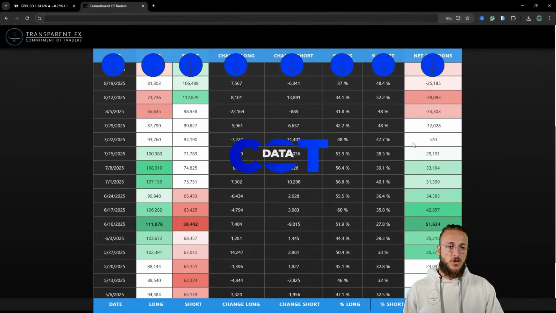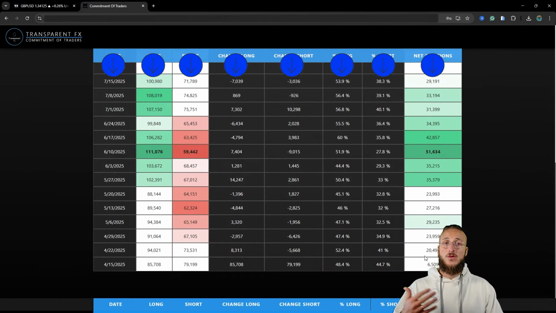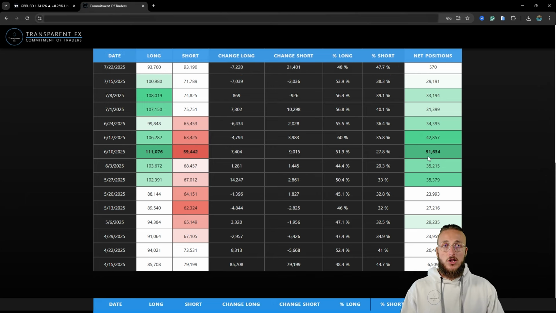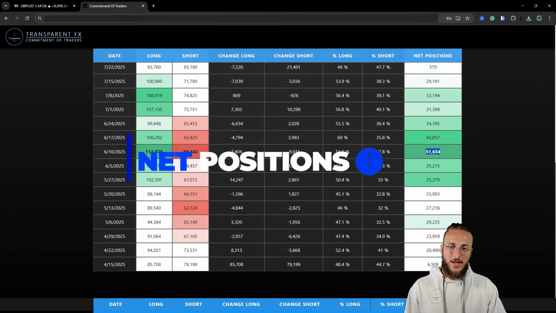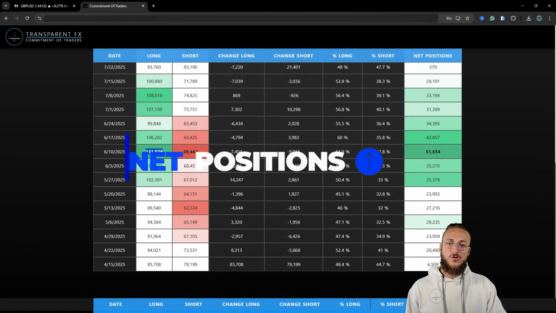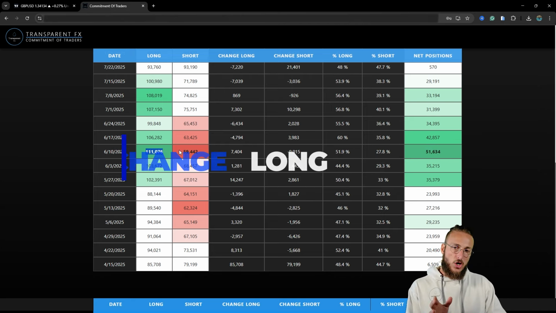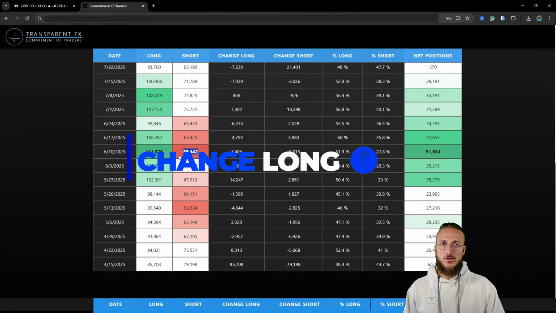Now, first of all, if we look at the long term, we can see that during that massive rejection to the upside, institutions were longing GBPUSD, increasing their net positions from 6.5K all the way up to 51K, reaching 111,000 longs compared to only 59,000 shorts.